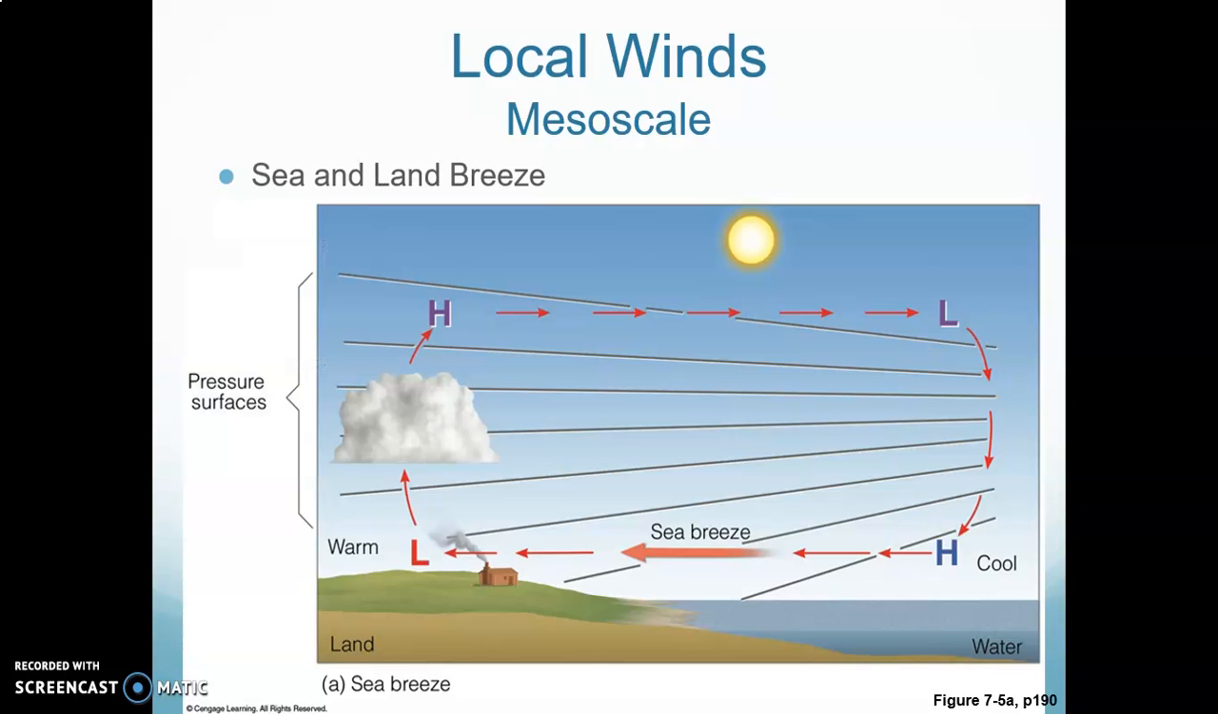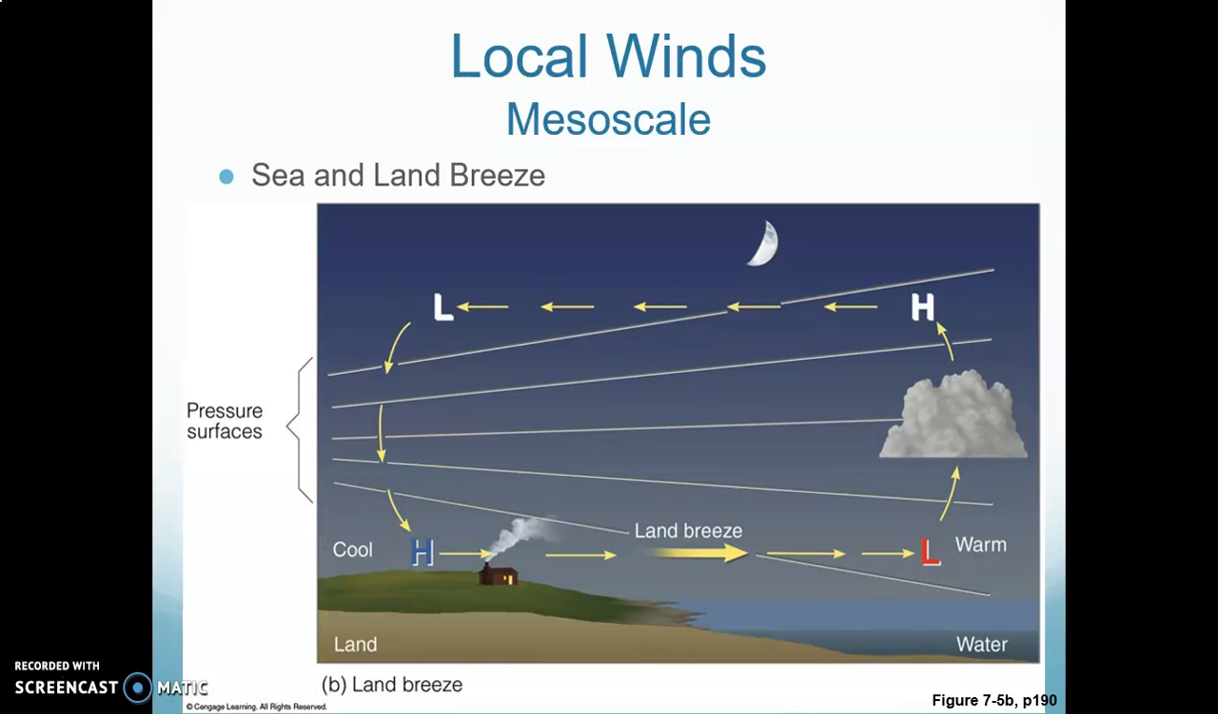A much larger, more complicated example is the sea breeze, where exactly the same thing happens. Because of the difference in heating rates of the land and the water, the land is going to heat up faster, so you end up with a high pressure aloft. The water is going to heat up slower, so you're going to end up with a low pressure aloft, creating a wind circulation that follows this very pattern here. This is your sea breeze.